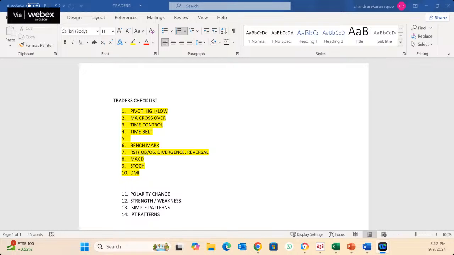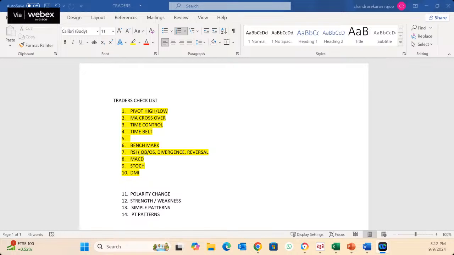So all these are the only four oscillators. We call them oscillators, which we use in our technical analysis, and we are good to go. So maybe next week we'll talk about polarity change, strength, weakness, simple patterns, PT patterns. All this I'll be talking to you about next week.